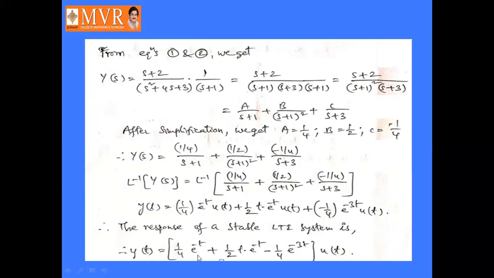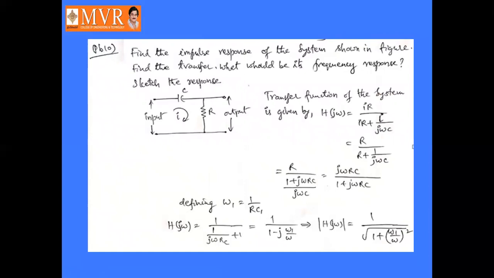Therefore, the response of a stable LTI system is y(t) = (1/4)e^(-t) + (1/2)t e^(-t) - (1/4)e^(-3t), multiplied by u(t). This is the response of a stable linear time invariant system, and this is also a simple problem.